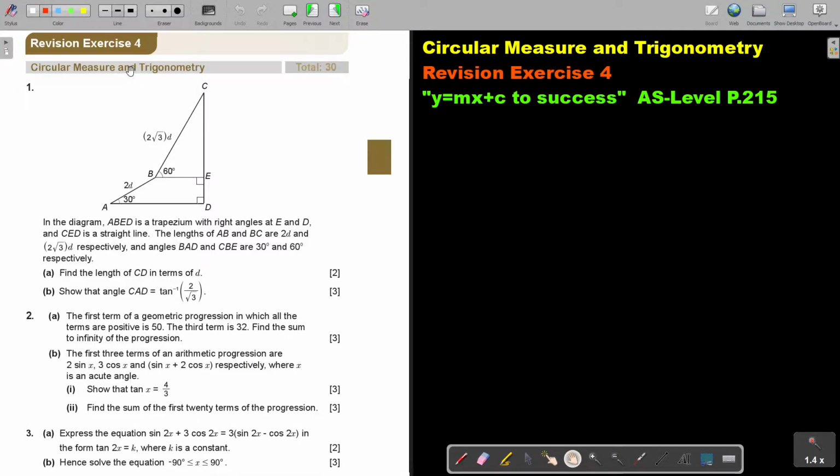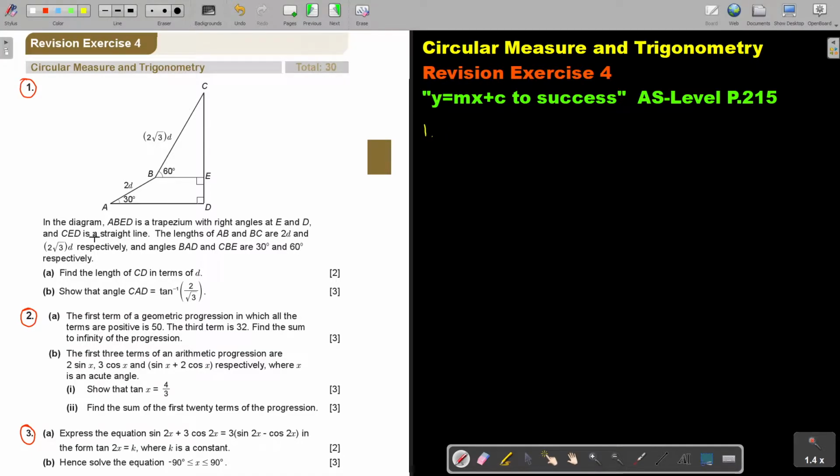I want you to stop the video and do number 1, number 2, as well as number 3. In the next video, we will do number 4 and 5. As soon as you are finished, you can continue the video. Let's start with the first one.